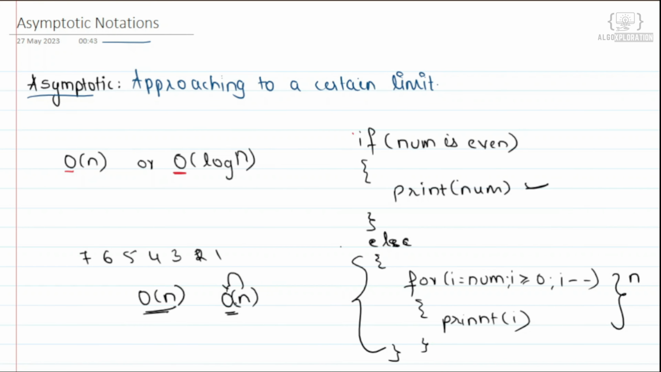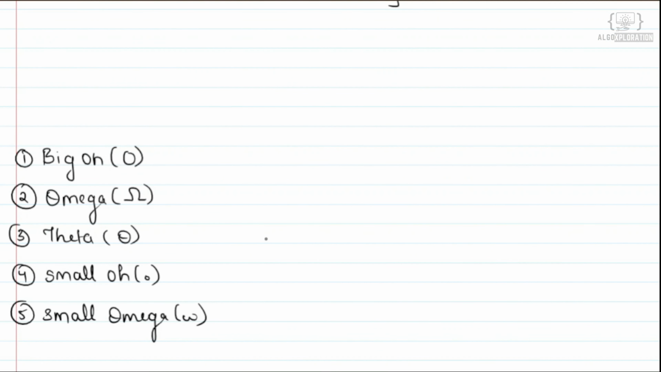But not every time we need the worst case. Sometimes we need the best or average case as well. So due to this, we have some notations. There are a total of 5 asymptotic notations. They are big O, omega, theta, small o, and small omega. Now we will learn these terms one by one. Now let's start with big O.